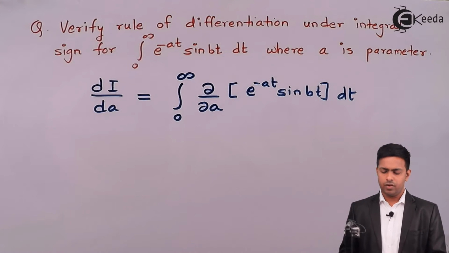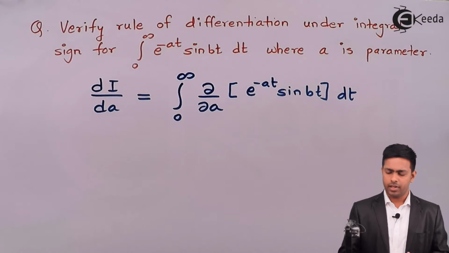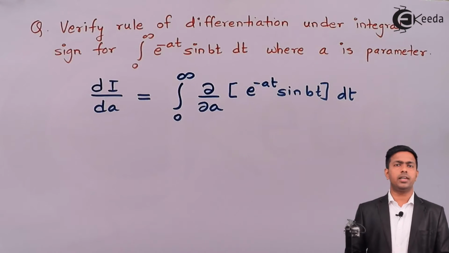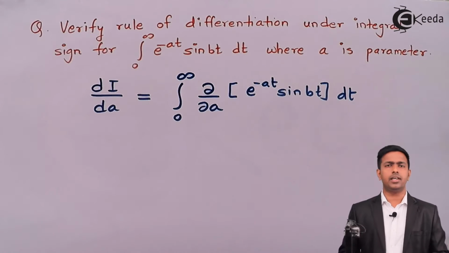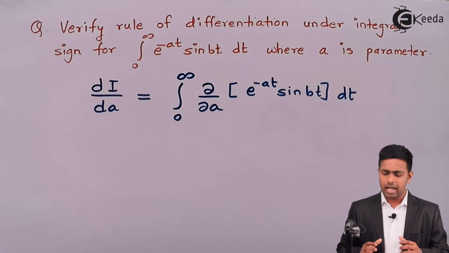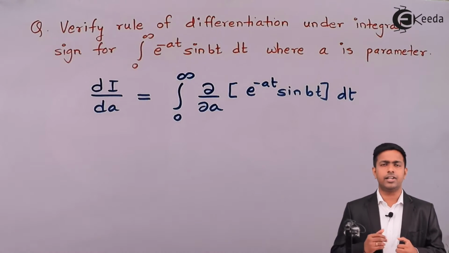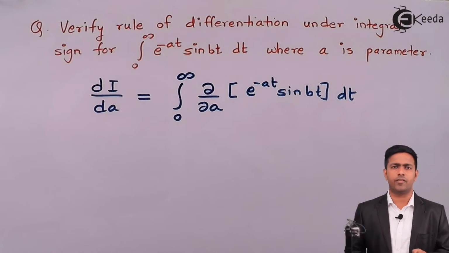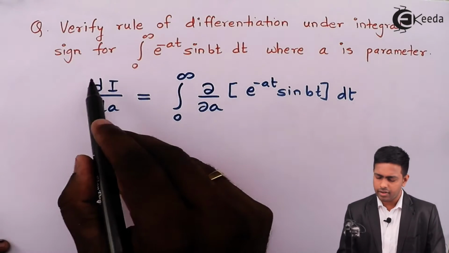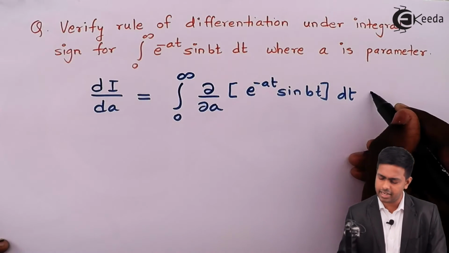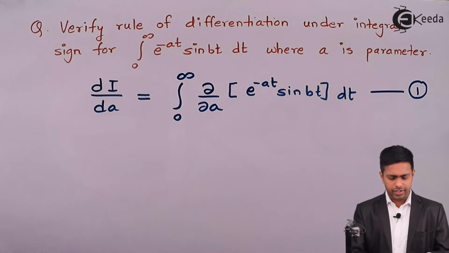What we'll do is solve the left hand side separately and find one value, then solve the right hand side separately and find another value. If both values are the same, then we will say that the rule of DUIS is verified. So let's start. For the time being, I'll call this rule of DUIS equation number 1. Now let's start with the LHS.